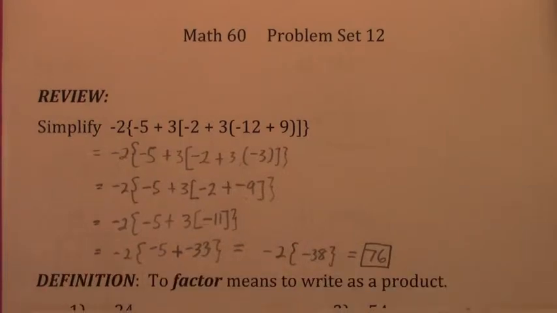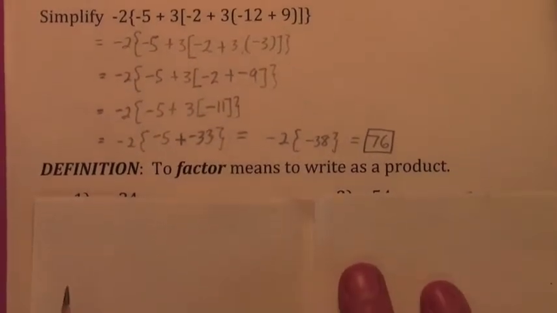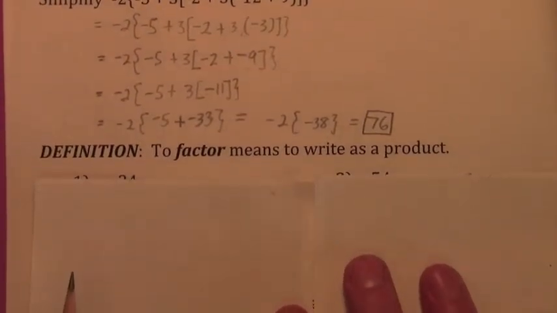Okay, we're going to use the word factor as a verb now. When factor is used as a noun, it means numbers that are being multiplied. But when you factor a number, you're writing it as a product. Okay, so we use that word factor two different ways. To factor a number means to write it as a product.